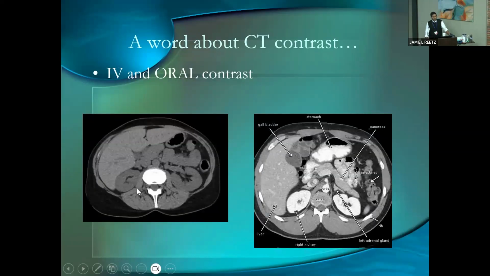Now we've basically gone from here. We gave oral and IV contrast. We've distended the stomach with barium. It's a different density, so we've been able to see it. Now I can see the rugae of the stomach quite well.